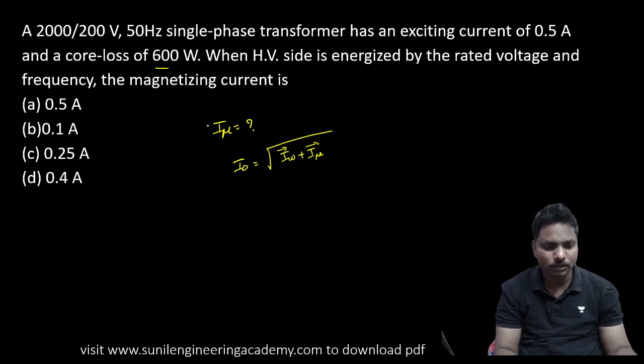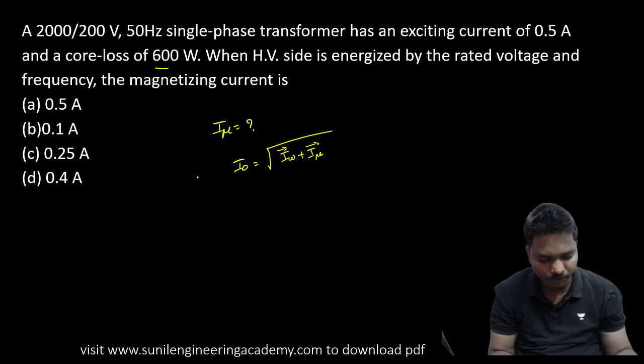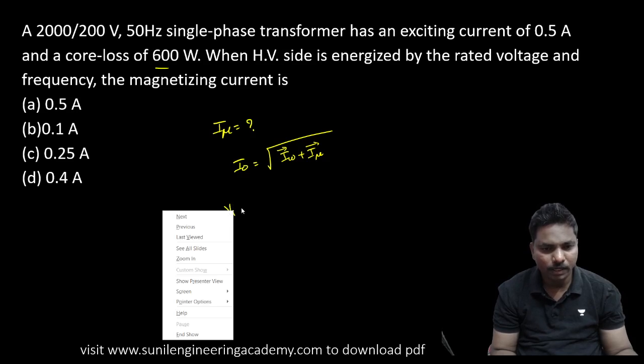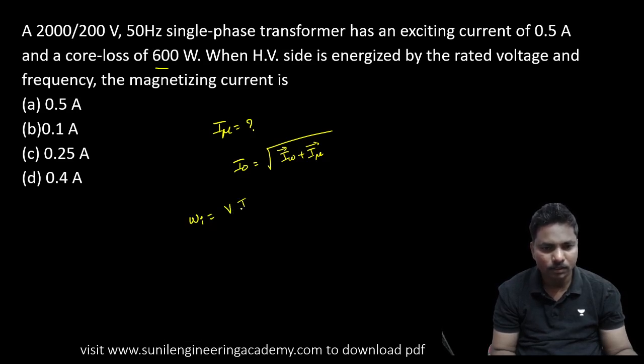They have given core losses of 600 watt. From that you can find out the core losses, the iron losses. That is nothing but V1 IW, that is V1 I naught cos phi naught is equal to 600 watt. From this, I naught cos phi naught is equal to 600 by V1.